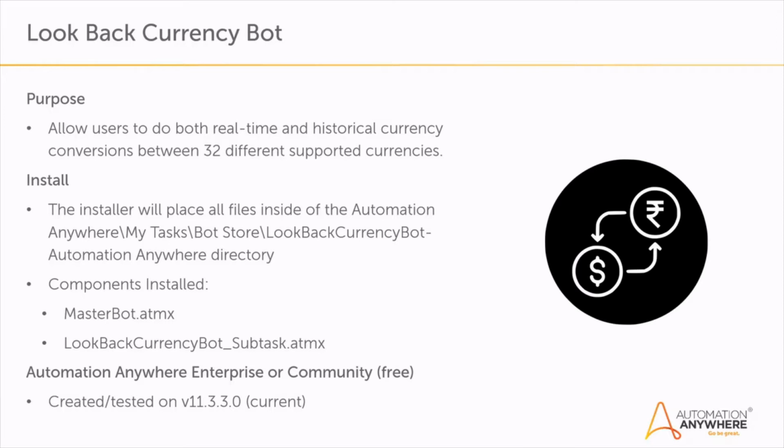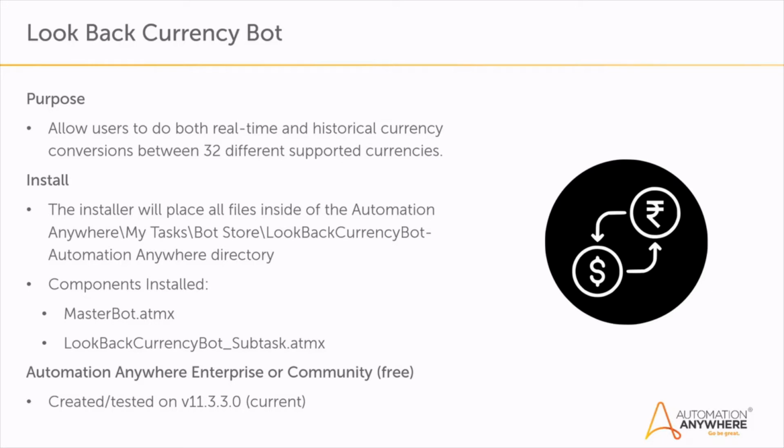The installer will place all files inside the Automation Anywhere My Tasks Bot Store LookBackCurrencyBot Automation Anywhere directory. There are two main components you want to look for in that installation. The first is the masterbot.atmx, and it's really just a sample to show you how to interact with that LookBackCurrency subtask. The masterbot has an input and output currency hard-coded as well as an input amount. You can run it just as is and it should work and give you the real-time conversion of that input amount between the two currencies.